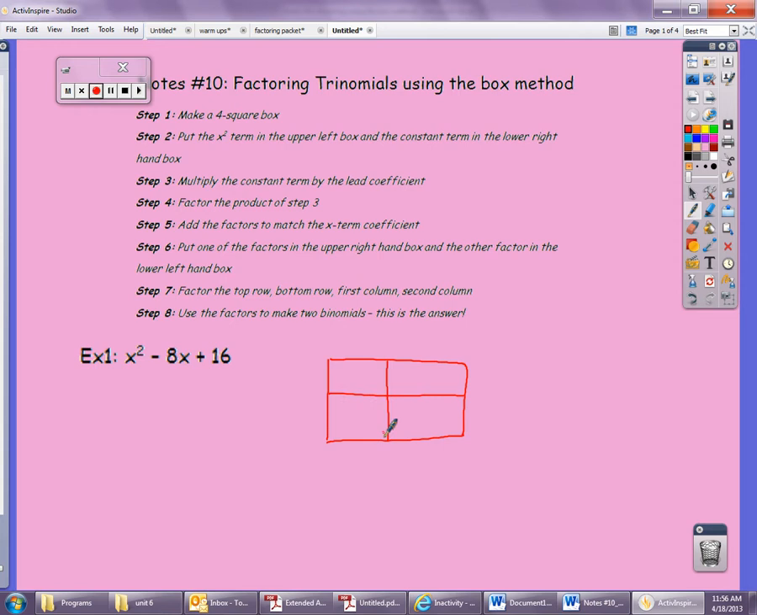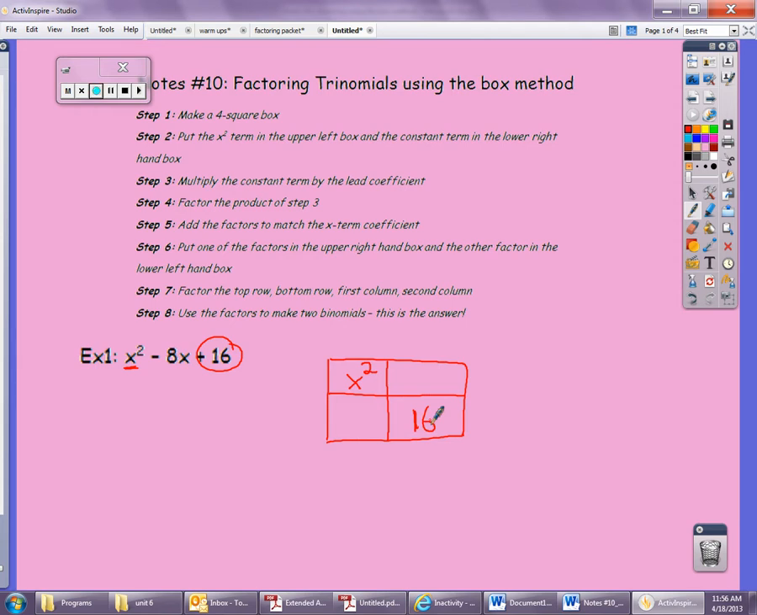And step 2 says put the x squared term, so here's your x squared, goes in the first box, top left. And then you put the constant term, which is this one, in the bottom right. So we have 16. So that's step 2. We put the x squared and we put the constant term down there.